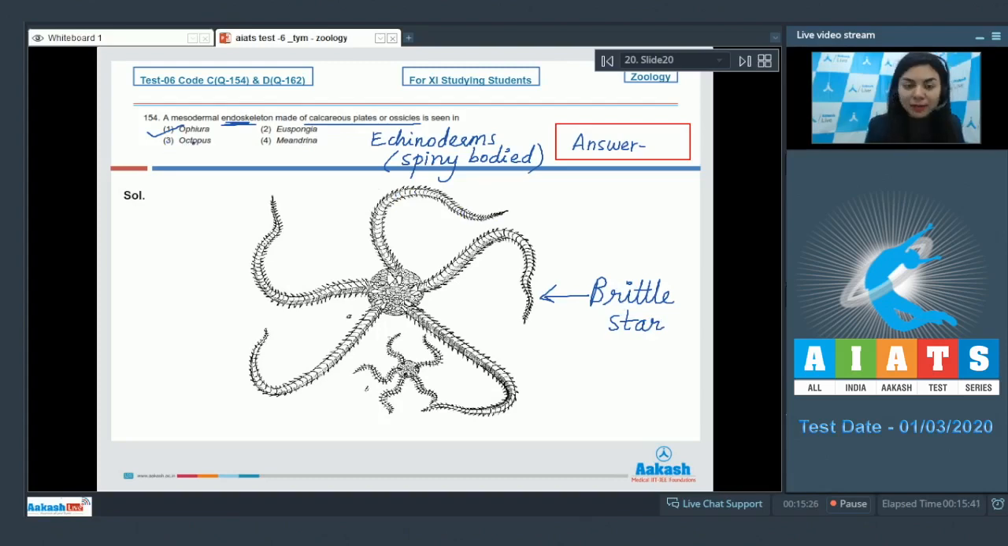So the correct answer here would be option number 1, Ophiura, whereas option number 2, Euspongia, is also known as bath sponge. Octopus belongs to phylum Mollusca, and Meandrina is also known as brain coral and belongs to phylum Cnidaria or Coelenterata. The right answer is option number 1.